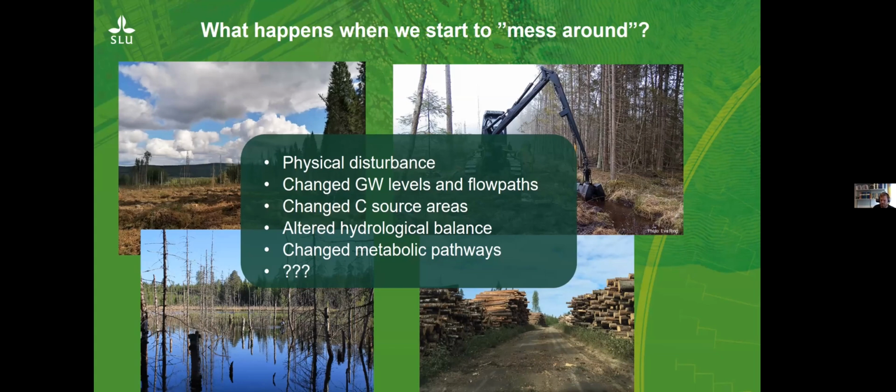The physical disturbance is an obvious thing. When we start to dig in those ditches, what happens? We are exposing mineral soils. We are, of course, changing our groundwater levels and the flow paths, and by that also changing our carbon source areas. Clearly, we will alter the hydrological balance, both with this wetland restoration and also the ditch cleaning. And this could also, of course, change our metabolic pathways. And there are likely many, many more things that could affect our so far view.